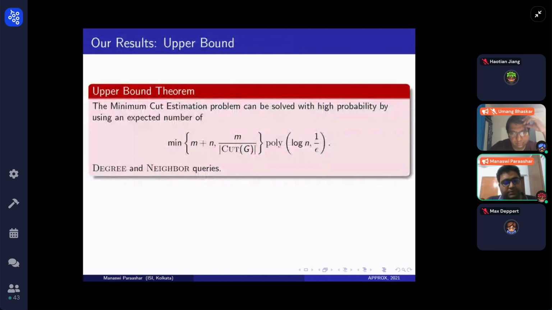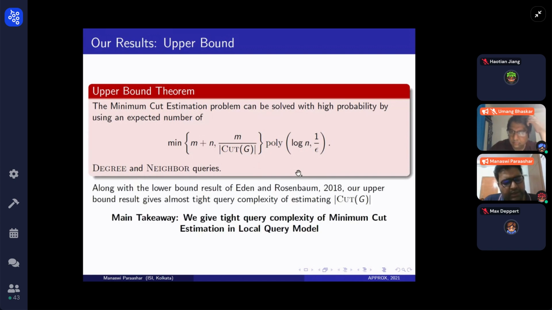So now let us go to our results. We show that the minimum cut estimation problem can be solved with high probability using an expected number of minimum of m plus n, m by min cut of G many degree and neighbor queries, along with some polylogarithmic factors. So observe that from the result of Eden and Rosenbaum that we saw in the last slide, our upper bound result gives the tight query complexity of estimating minimum cut in the local query model. And this is the main takeaway that I want you all to have from this talk: with this result, we now have the tight query complexity of minimum cut estimation in the local query model.